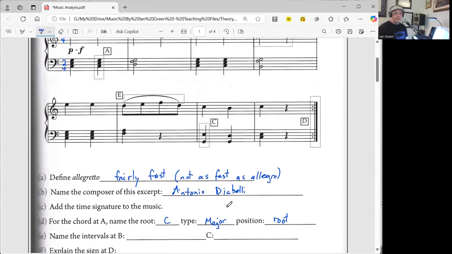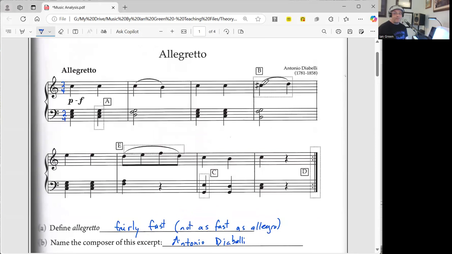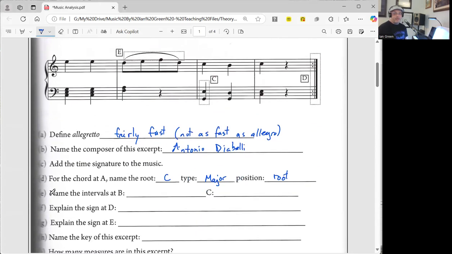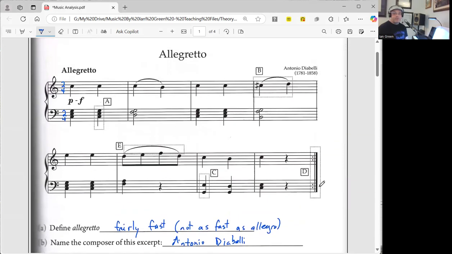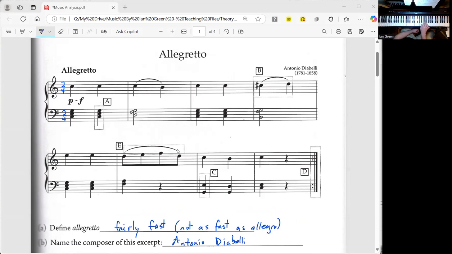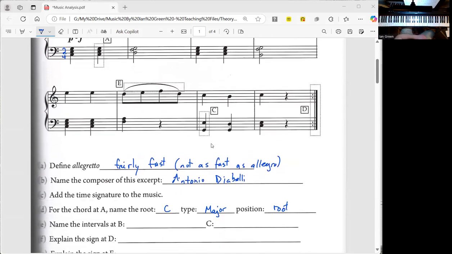Now we're going to go to an interval for question part B. It says here, name the intervals at B and C. So now what we're going to do is go over to the specific notes in bar 4. C sharp to D. Now that's going to be definitely a second, but I would suggest it's a minor second. So we will put that information here.